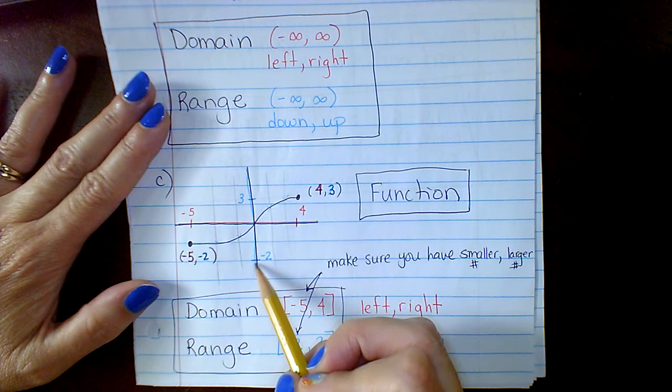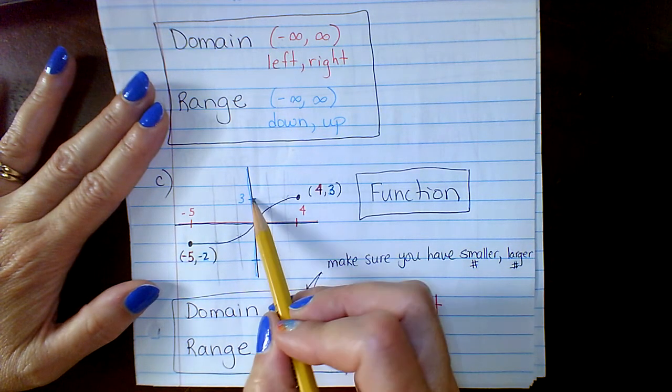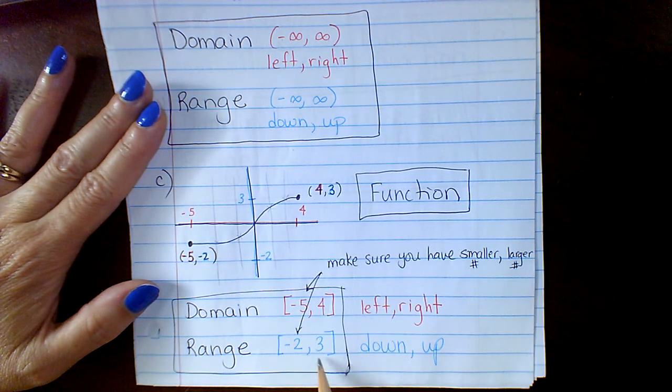So the range is how far down the graph goes. So the lowest point it hits is -2, and the highest point it hits is 3. Don't write it as 3, -2. In interval notation, you always have to write smaller, larger.